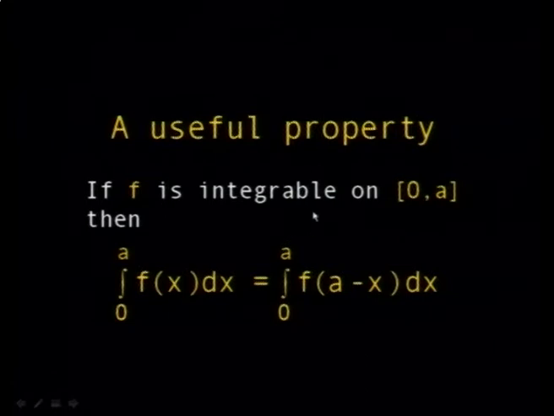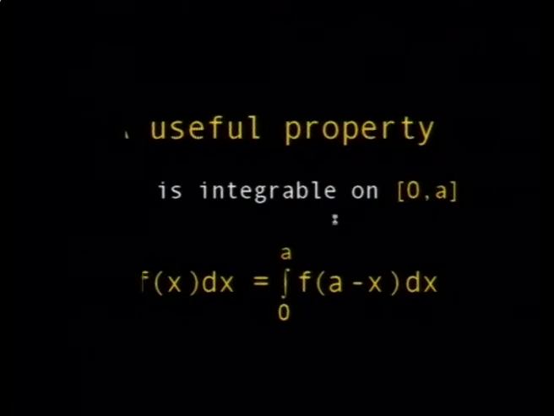And this is a useful property. If you have a function which is integrable from 0 to a, then the integral from 0 to a is equal to the integral from 0 to a, where instead of x, you substitute a minus x. A property that sometimes we use in order to facilitate evaluating integrals.